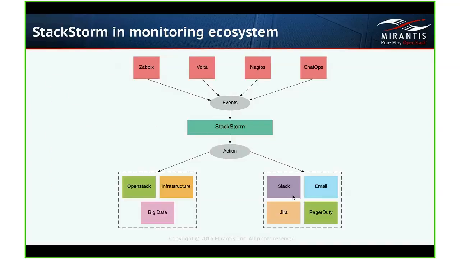So this is how it fits into our infrastructure. We have our monitoring solutions at the top, which trigger the events, and based on some set of sensors, rules, or workflows, StackStorm either triggers actions on the infrastructure, like fix something or prevent something, or does some sort of notification to engineers using different sources.